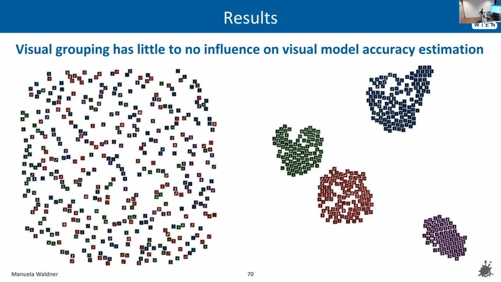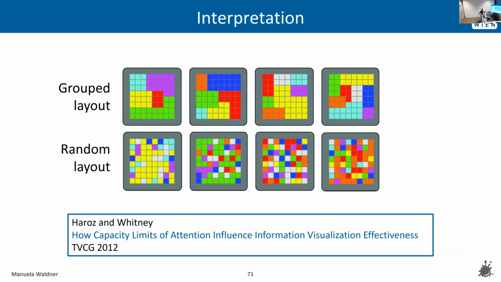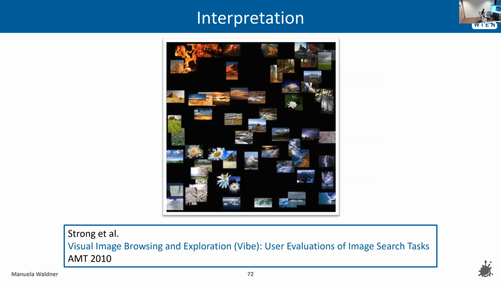And so the conclusion of this study was that for visual model accuracy estimation and interactive machine learning tasks, it seems that the layout really doesn't make a big difference. And this is surprising, right? Because there's a lot of evidence that grouping is very important for many tasks. Here, for instance, they have shown that if I want to figure out if there's one item that has a different color, it's much easier if my colors are sorted than if they're just random. There is also other evidence that, for instance, image retrieval does not benefit so much from a similarity preserving layout compared to a random grid layout.